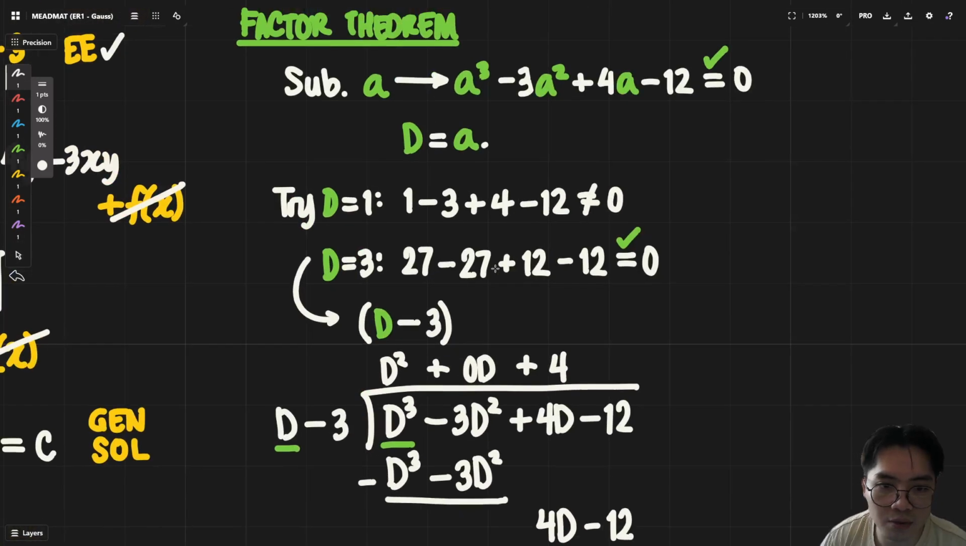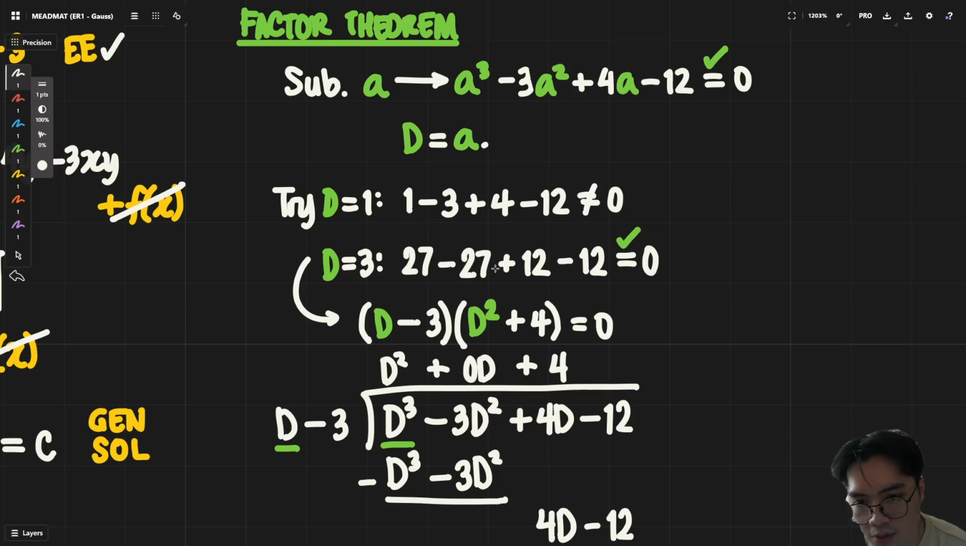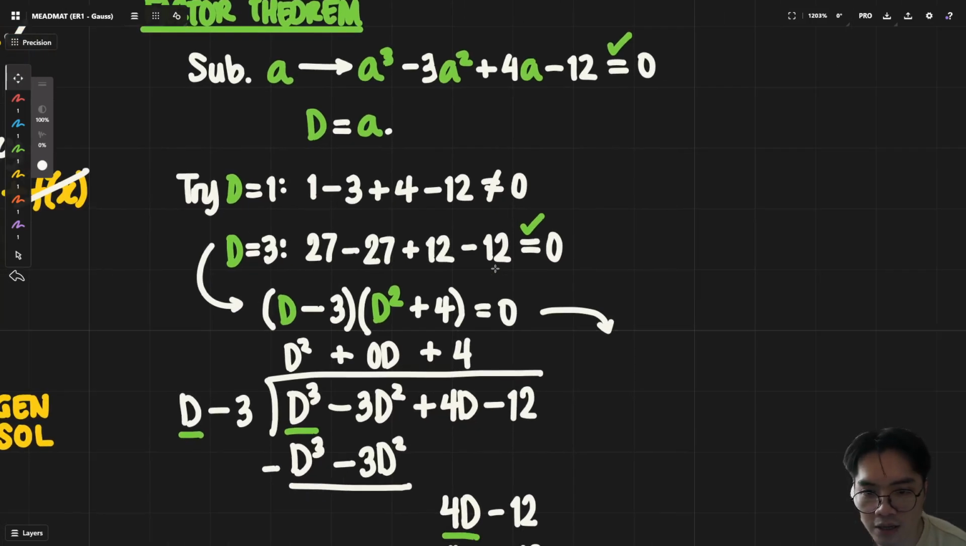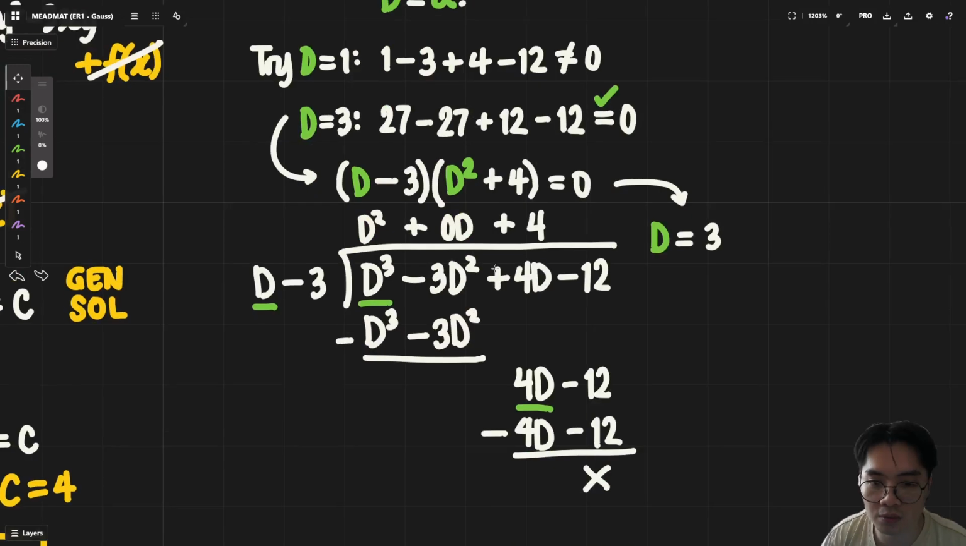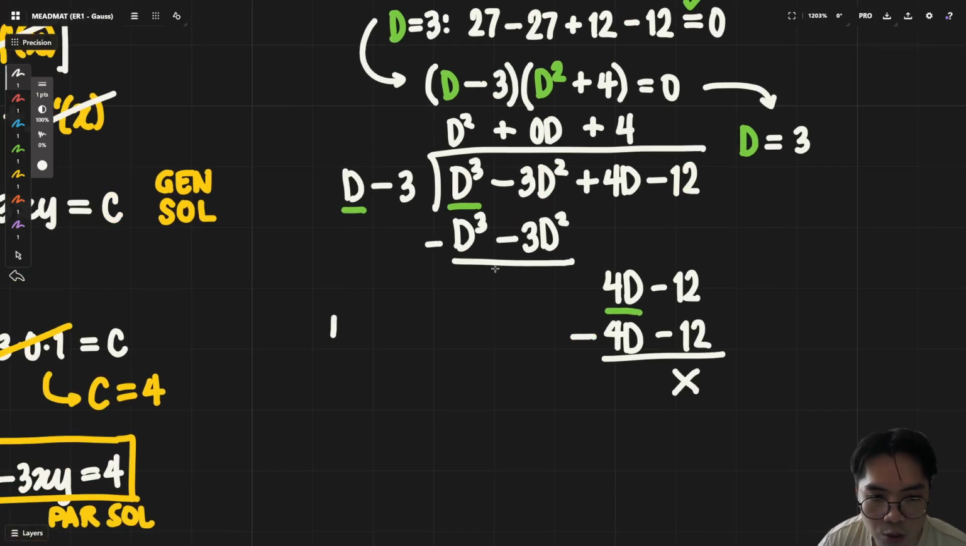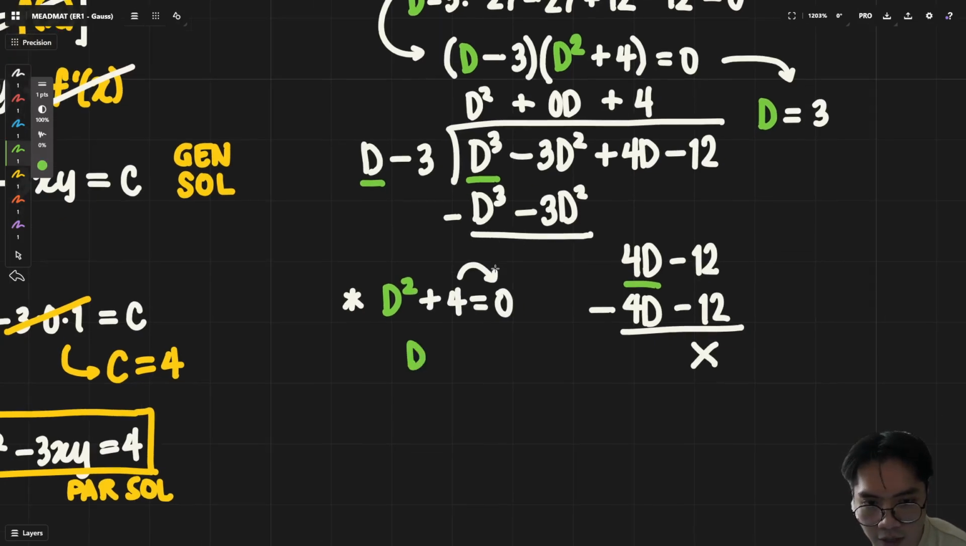So 4d minus 12 completely eliminates it. That means the rest of this will be d squared plus 4 is equal to 0. As we can see, the value here is d is equal to 3. And now to work out d squared plus 4 is equal to 0, a short aside: you can just put the 4 on the other side. You will have d squared is equal to negative 4.